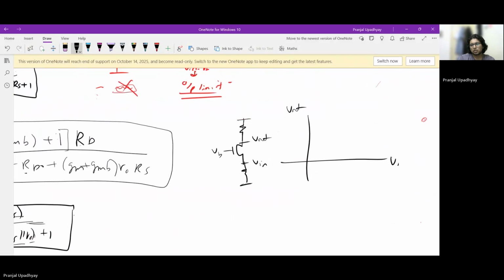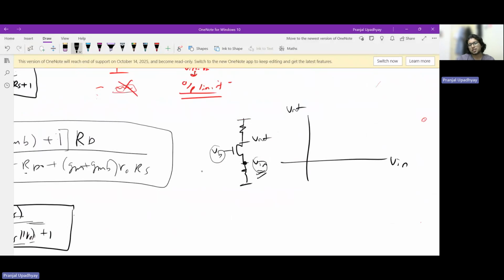V out, V in. Okay. So what will be the raw signal characteristics over here? Again, V in, when V in is zero. Here we must understand that this V in is the small signal that I'm applying over here, right? And technically, I'm not applying any bias here as such.